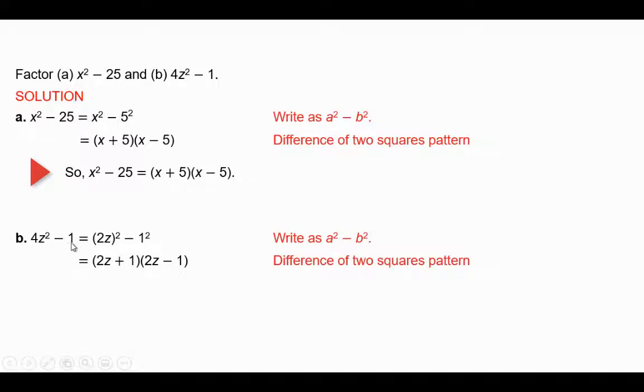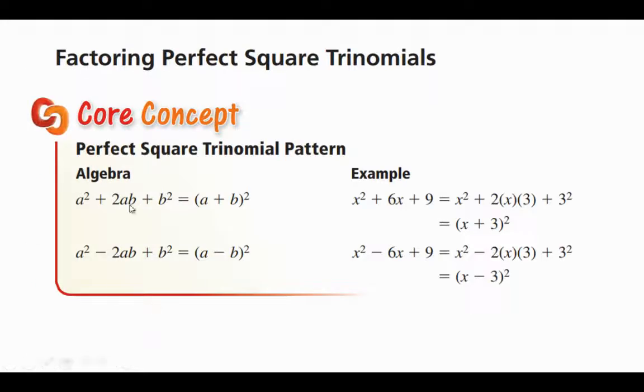So again, we take the last value, we take the square root of it, in this case 1, we make 1 positive, 1 negative, and then we take the square root of the first value and put that in the first term of the factor. All right, let's try this now.